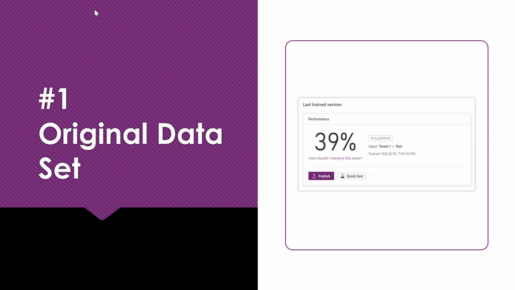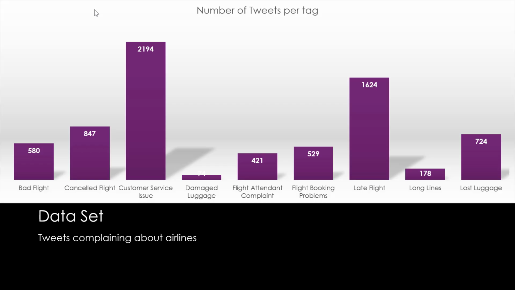This got me to thinking, what can I do? What things can we do to optimize this and to get a better result than 39%? One of the first things I noticed here, and if you read the documentation on the AI Builder, it says you need 100 examples per tag, but it also suggests that you don't want to skew the examples too much. You can see there, for instance, that there's 2,194 customer service issues and only 74 for damaged luggage. So right off the bat, that is a really uneven data set.